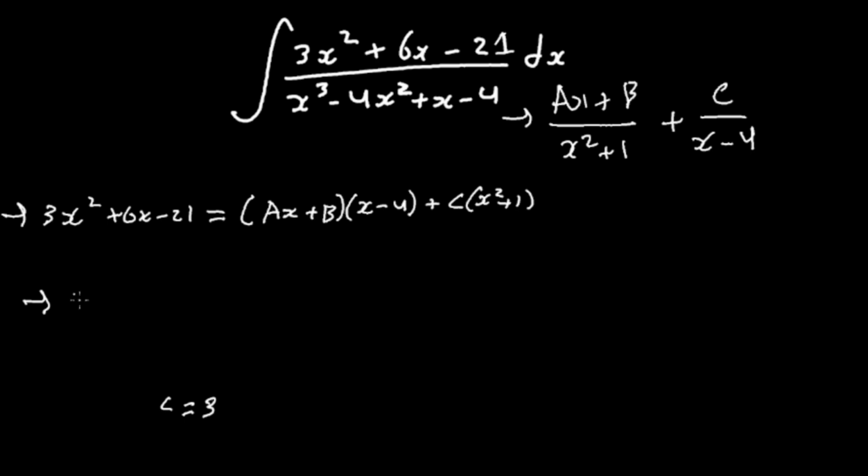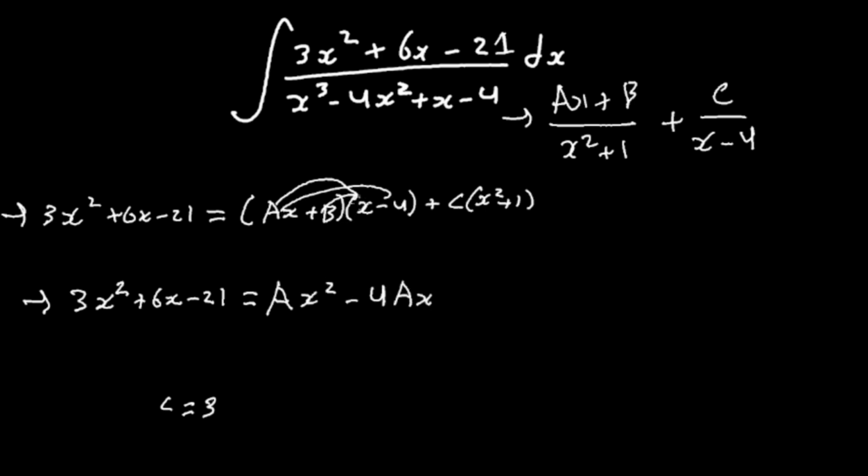So here we're going to leave the left side, so 3x squared plus 6x minus 21. Now let's expand out this. So this becomes ax squared minus 4ax plus bx minus 4b. And then c is equal to 3, so we expand that out, we get plus 3x squared plus 3.